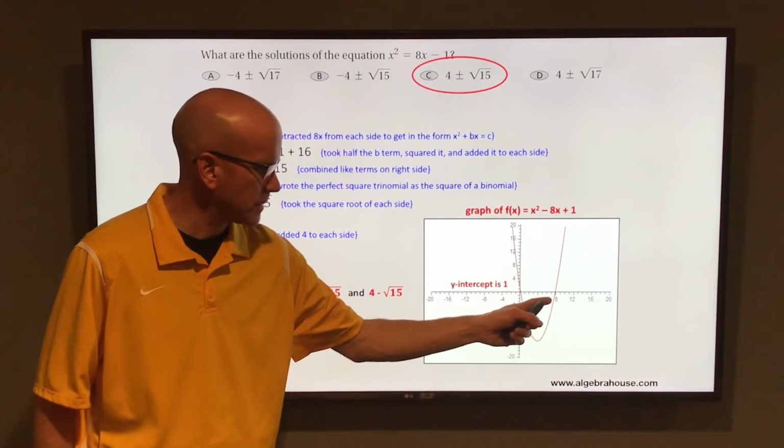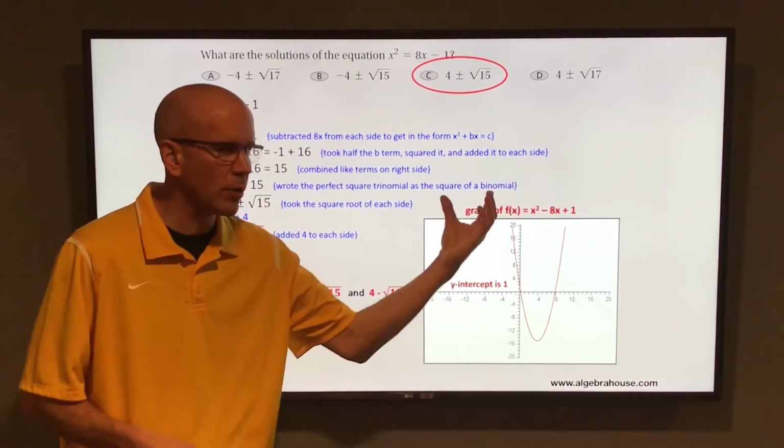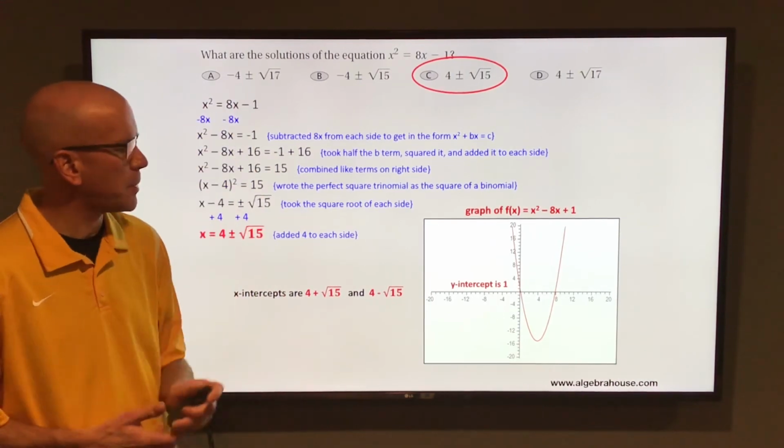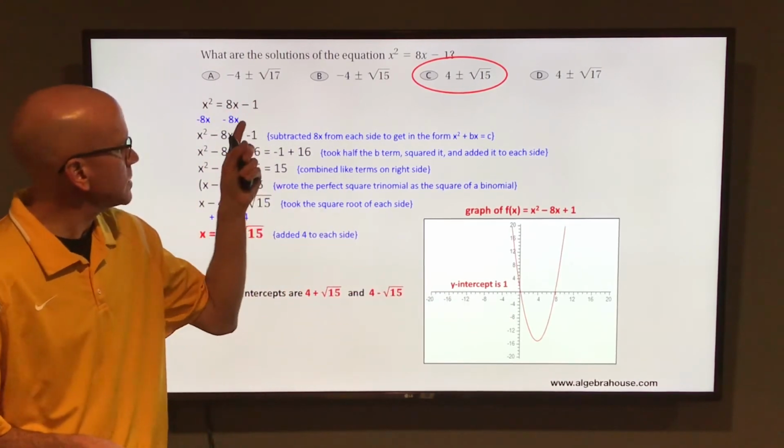That's where the graph hits the x-axis. Some other things to remember about parabolas. The parabola opens upward because the coefficient of x squared is positive. Also, the y-intercept is the constant term when it's in standard form.